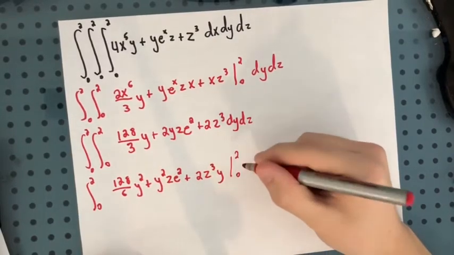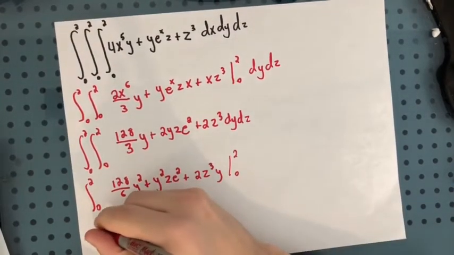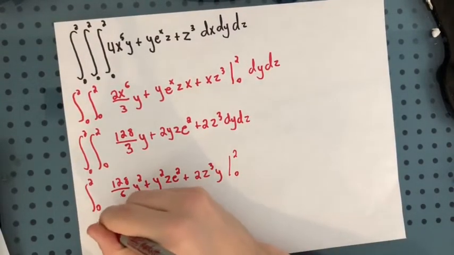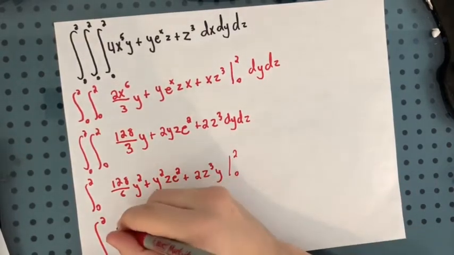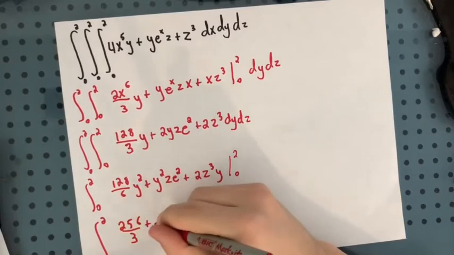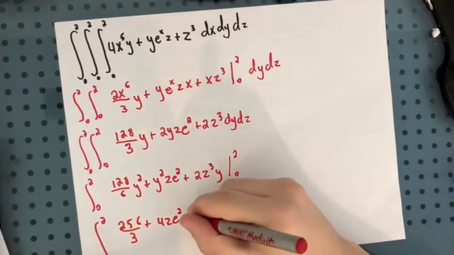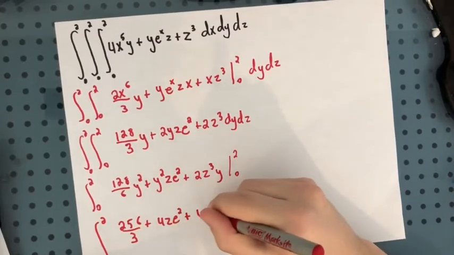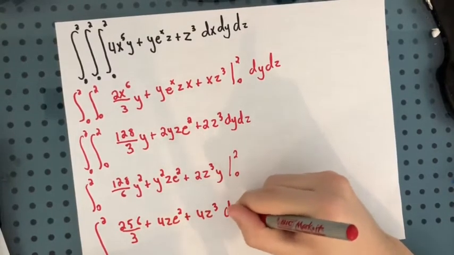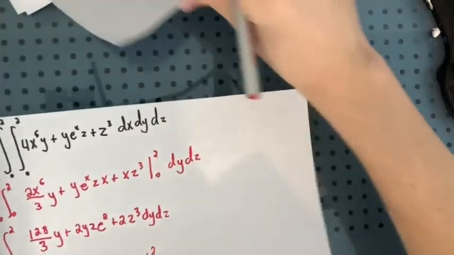Plug in 2 and 0, and again, there's a y in each one, so the zeros will cancel out, so we don't have to worry about that. So we get the integral of 0 to 2 of 256 over 3 plus 4z e to the 2 plus 4z cubed, and differentiate that with respect to z. Now let's see, we can finish it on this page over here.